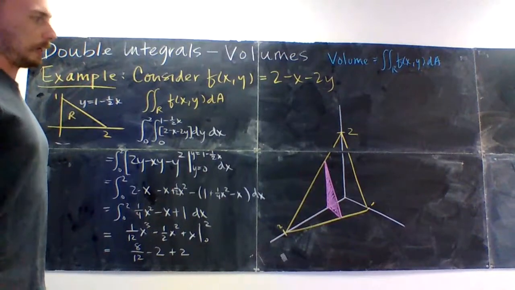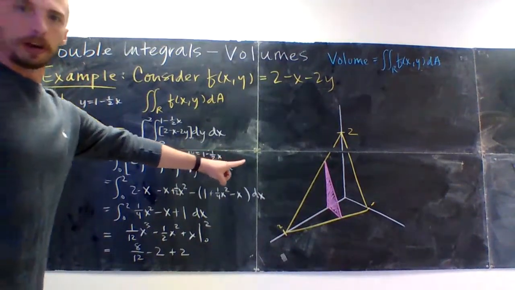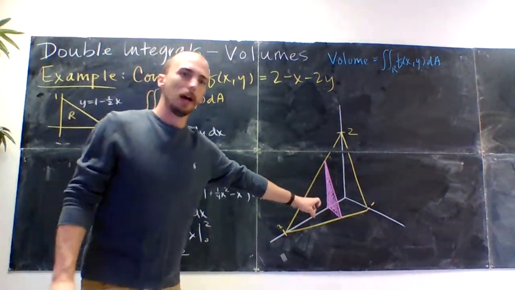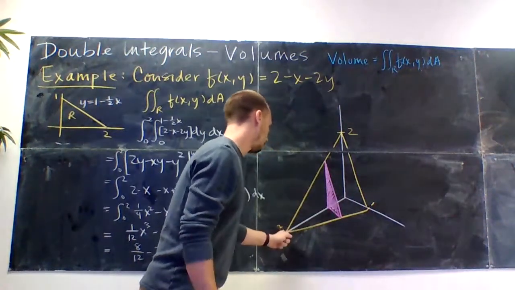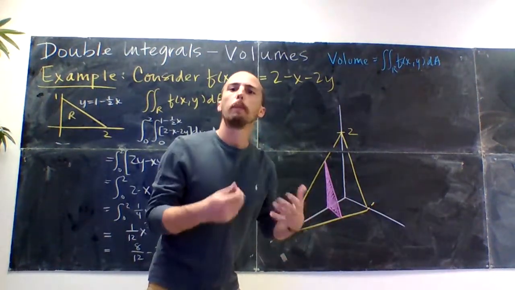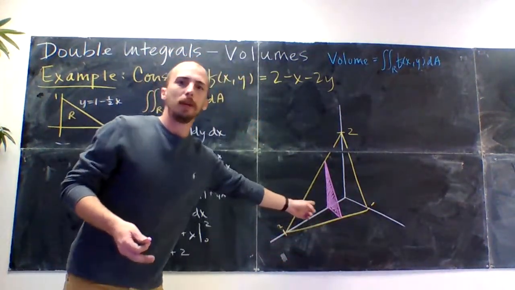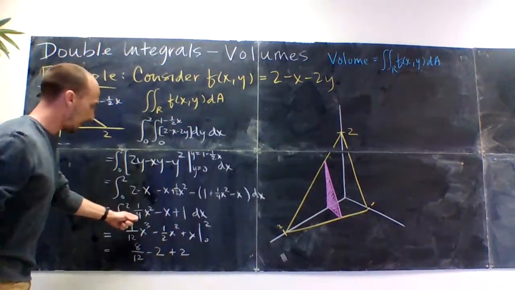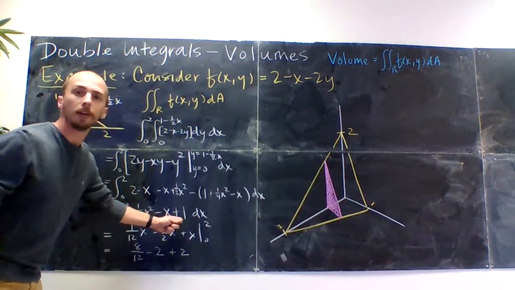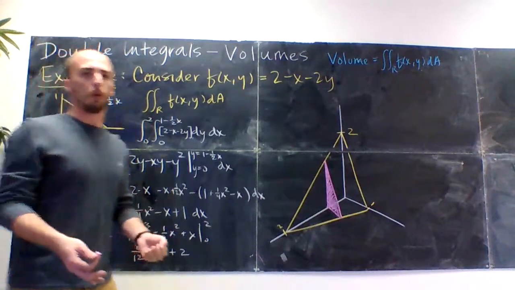Okay, what's going to happen is this area of the pink triangle is something that we can add up as x runs from 0 to 2. And what do you want to bet that the area of that pink triangle is given by 1/4 x squared minus x plus 1? So really that's what we're doing.